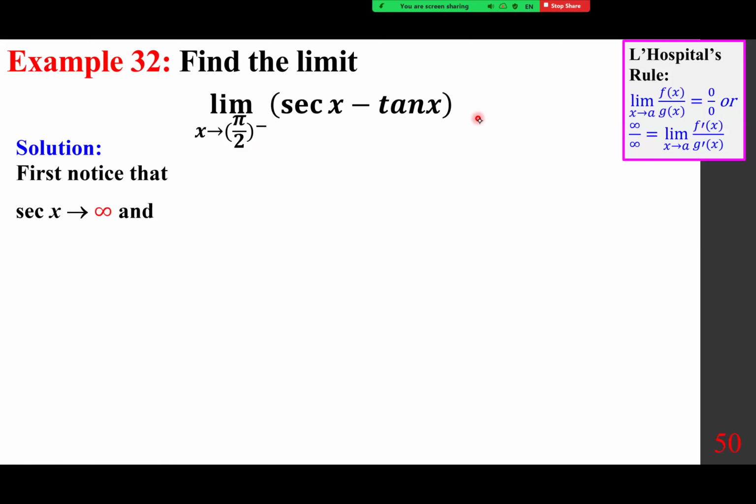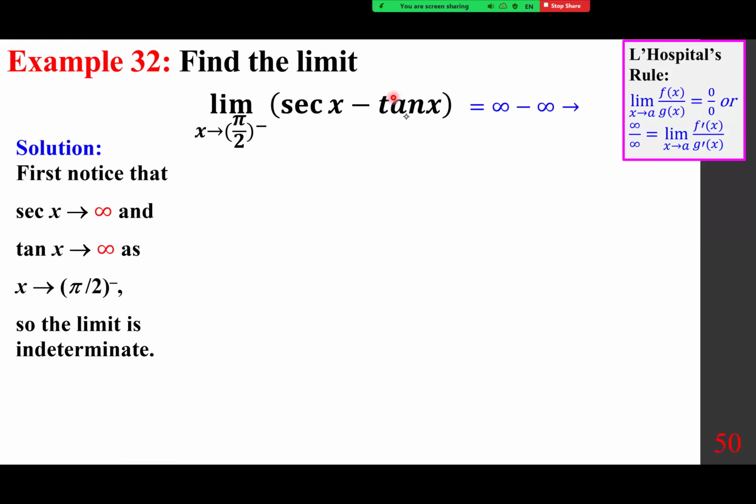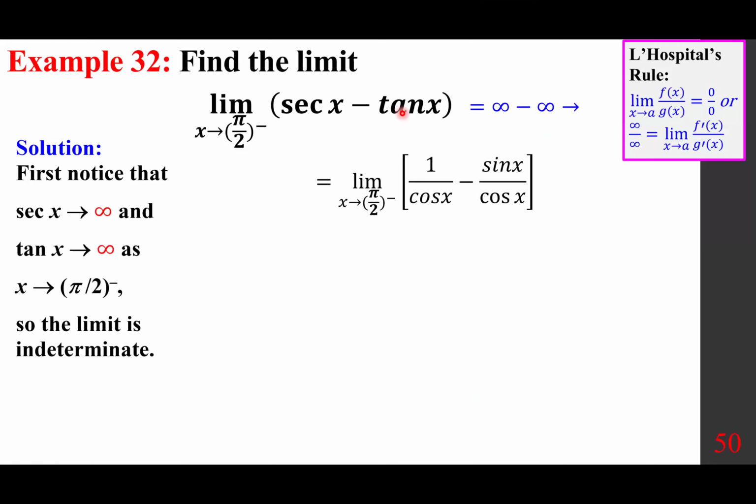And secant x goes to infinity. Tan x goes to infinity as x goes to pi over 2 from the left. So the limit is indeterminate form, infinity minus infinity. And so what do we do? We rewrite this as 1 over cosine, and this one as sine over cosine to take a common denominator. It becomes 1 minus sine over cosine.